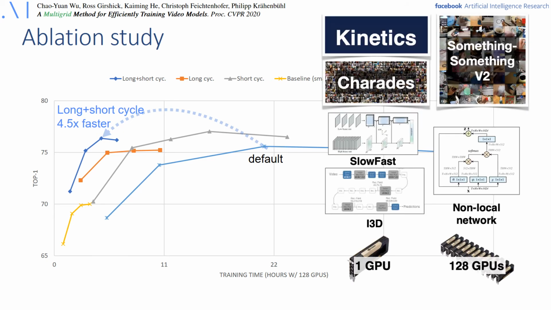In the paper, we explore this for various settings on 3 datasets, Kinetics, Charades, and Something-Something, with 3 models, SlowFast, I3D, and Non-local, and various amounts of GPUs used during training, from 1 to 128 GPUs.